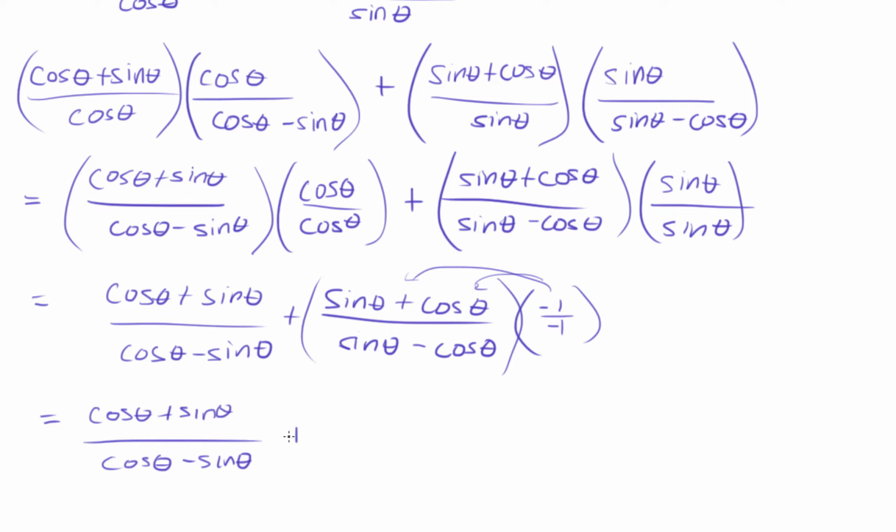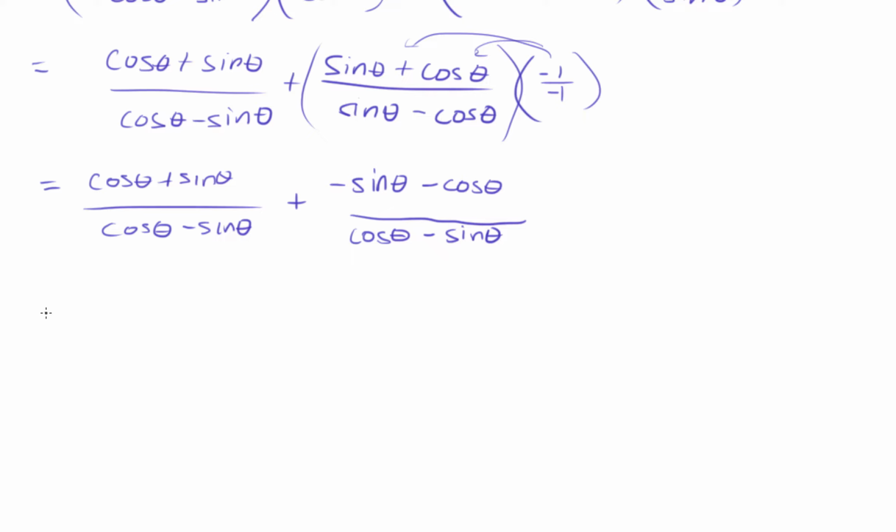Now I'm going to put a plus here. -1 times sine is negative sine. -1 times cosine is negative cosine. -1 times sine is negative sine, and -1 times negative cosine is positive cosine. So I'll have cosine minus sine.